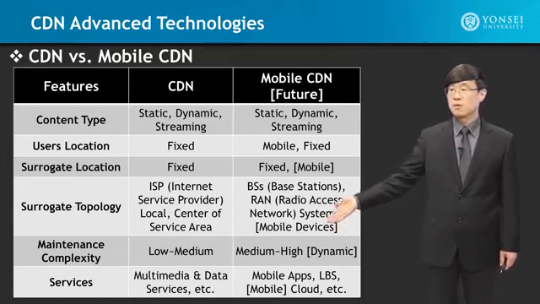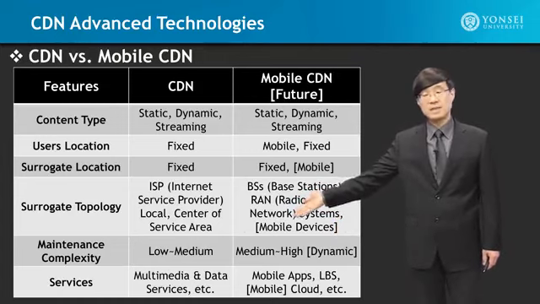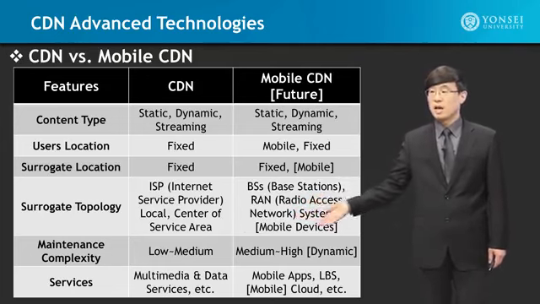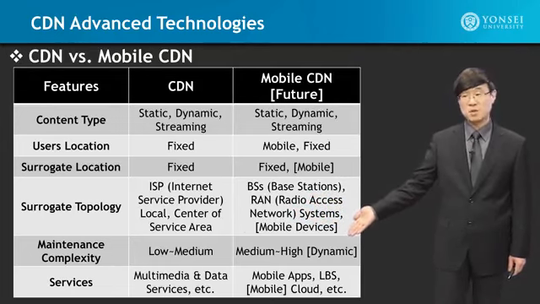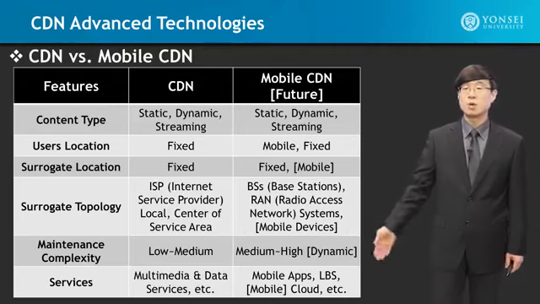Services include, for CDN, multimedia and data services and various others. In mobile CDN, you're going to see a lot of mobile apps in the future that are going to be using CDN services effectively. LBS, location-based services, because the users are moving around. And smartphones have GPS location services. And also various cloud accesses will be conducted.